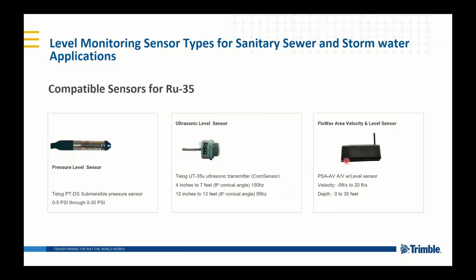And as well, we can also use our flow wave area velocity sensor to track the level in your manholes. That has a built-in pressure sensor to calculate the level. And that can go anywhere from 0 up to 30 feet, so you can see what's happening in your system.